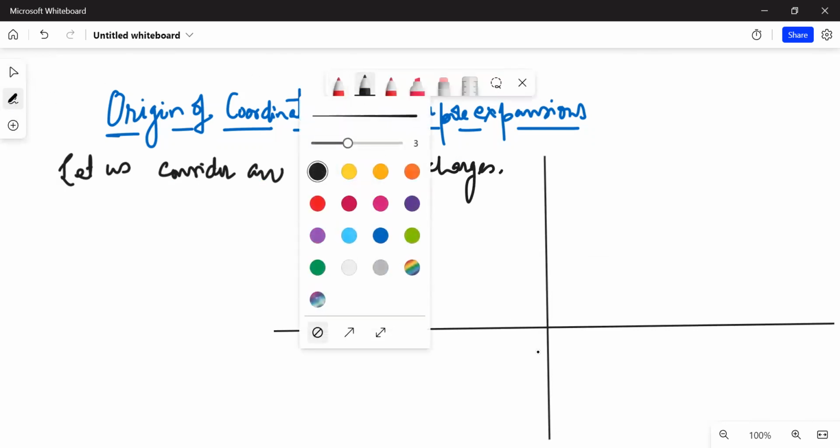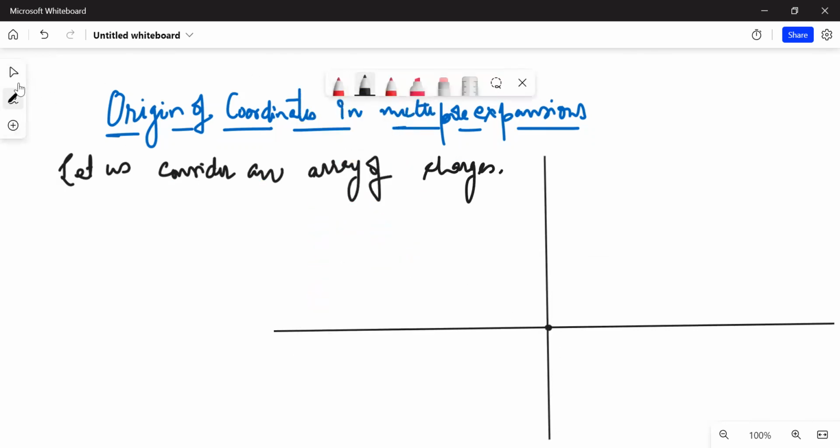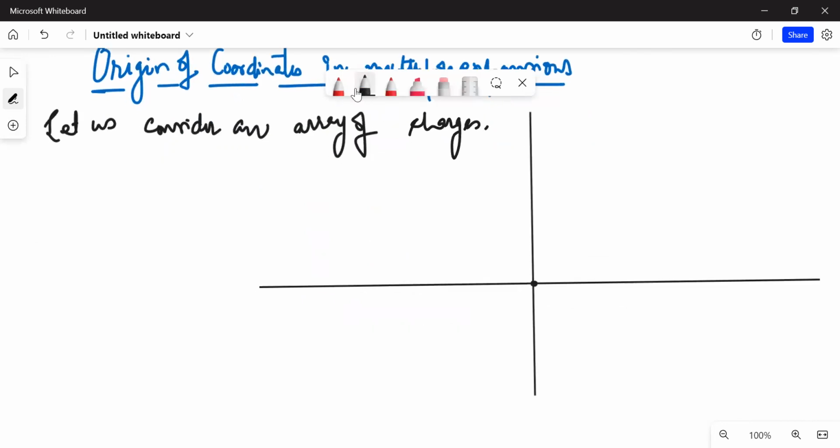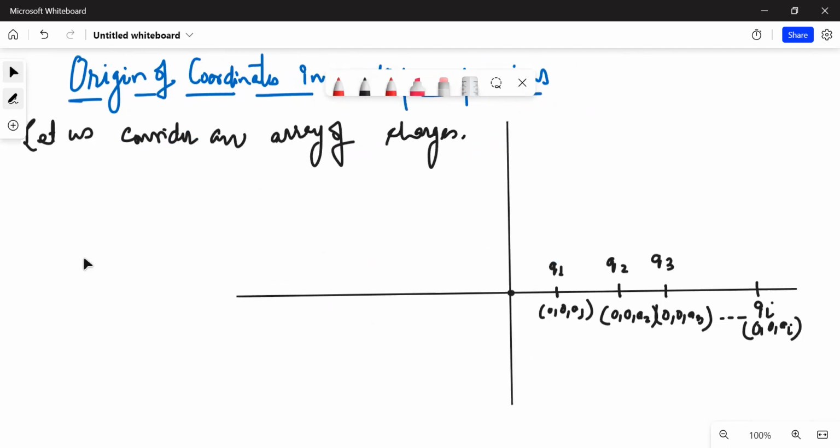Let us take all the charges on the z-axis such that q1 is placed at a1. This is my q1. It is placed at (0, 0, a1). q2 is placed at (0, 0, a2). q3 is placed at (0, 0, a3), and so on. qi is placed at (0, 0, ai). Is that clear?